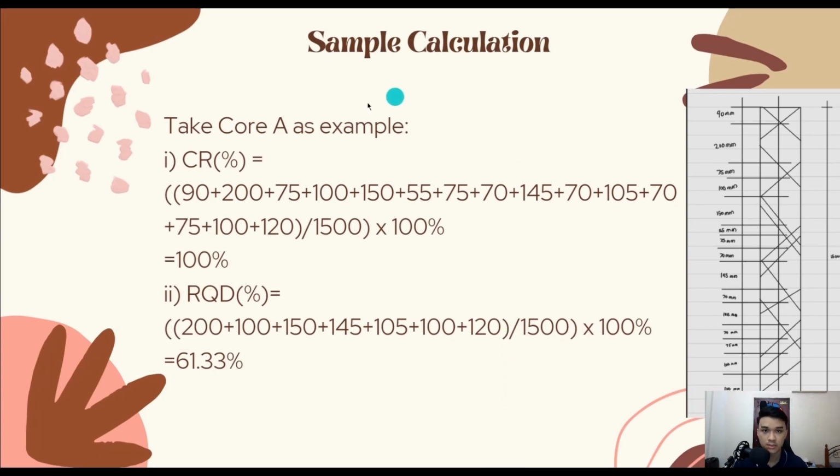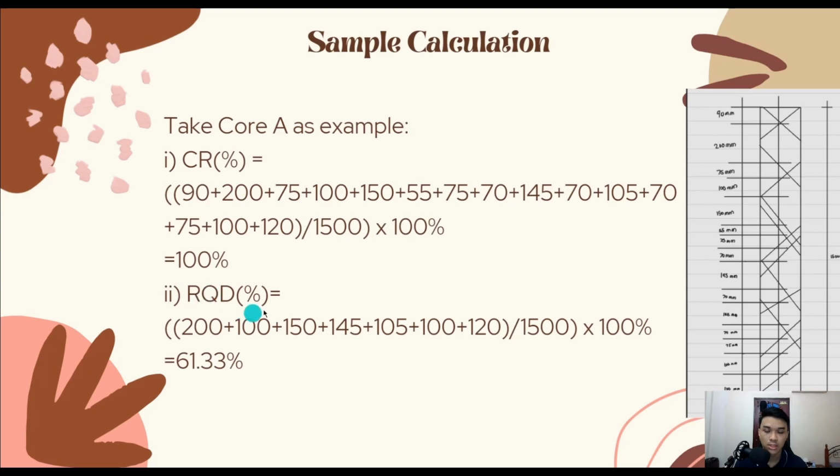Okay, so this is for sample calculation. We take core A as an example. So for core recovery, in percentage, we just add the value of the measurement from center to center, which as I mentioned just now from the previous slide, we take all the values including solid and non-intact. So we just add all the values, which is 90, 200 and so on. Then we divide it by 1500 and times it by 100%, so we get the value of 100% here.